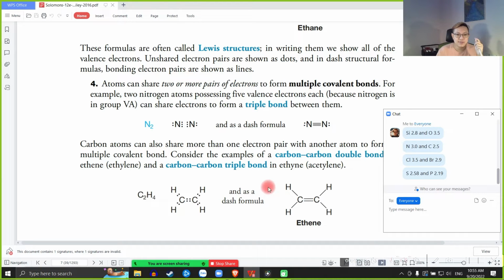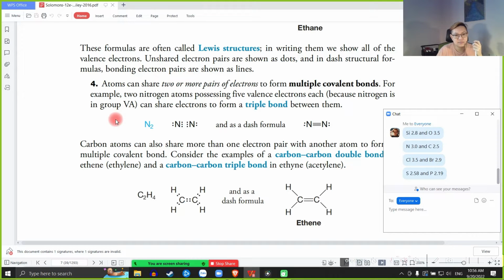Okay, spend some time to look at them, please, just to get used to them. So you want to read it? Just read it, please. Carbon atoms can also share more than one electron pair with another atom to form a multiple covalent bond. Consider the example of a carbon-carbon double bond in ethene.